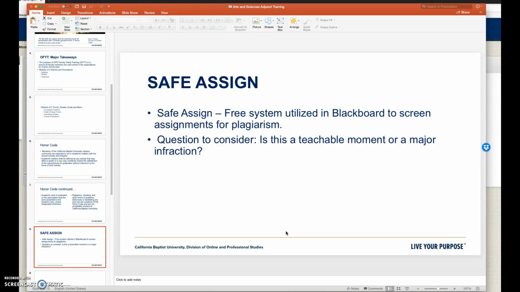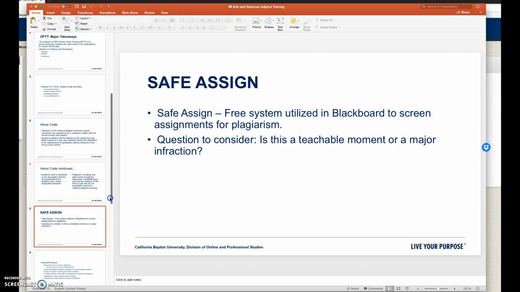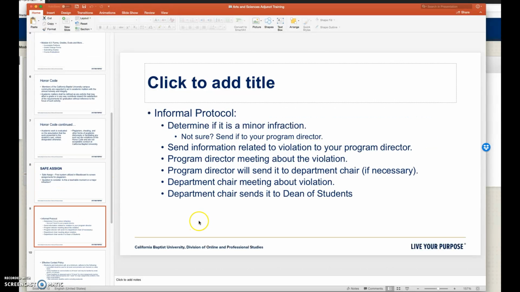And that's where we're here to help you if you need help weighing out that decision. So the informal protocol is to determine if it's a minor infraction. Not sure, send it to your discipline leader or program director. Send information related to the violation to your program director, and the program director can review it and may go to the department chair or the dean of students.